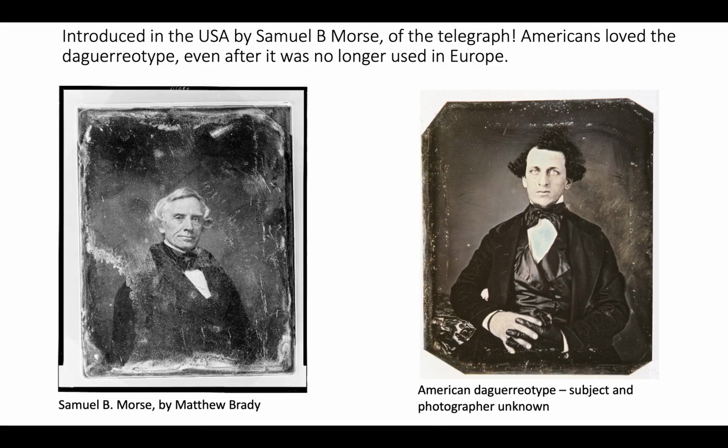So let's move forward. Here's a couple more daguerreotypes. It was introduced into the United States by Samuel B. Morse, the guy who invented the telegraph, and that's him on the left, a portrait by Matthew Brady. Daguerreotypes, by the way, are beautiful objects, but very fragile surfaces. So the old daguerreotypes are frequently a little bit dinged up, but you can see that they're still quite clear. The one on the right is an anonymous subject and photographer.